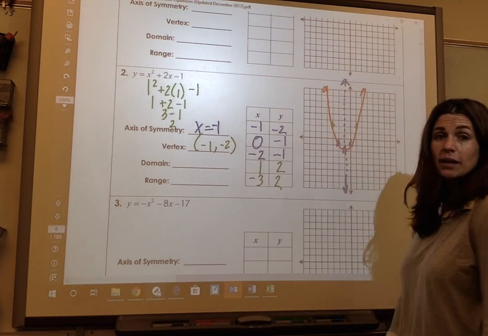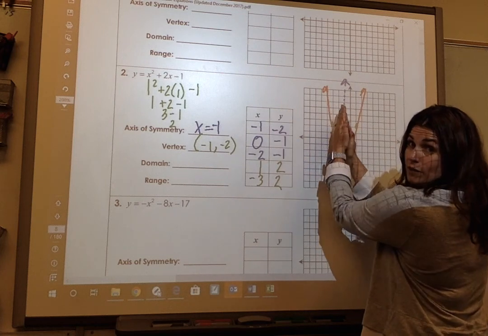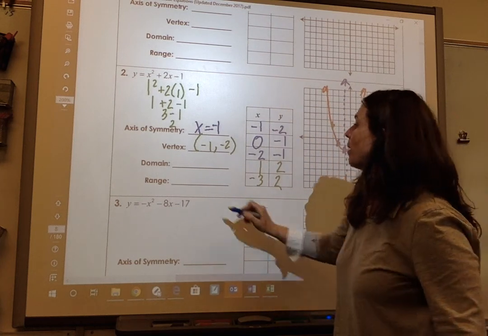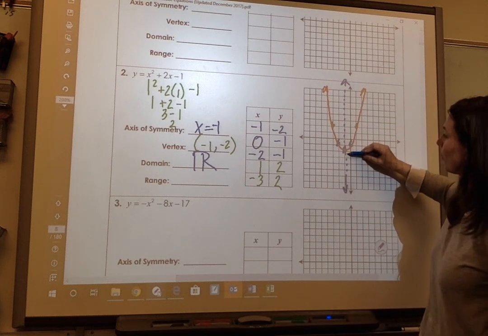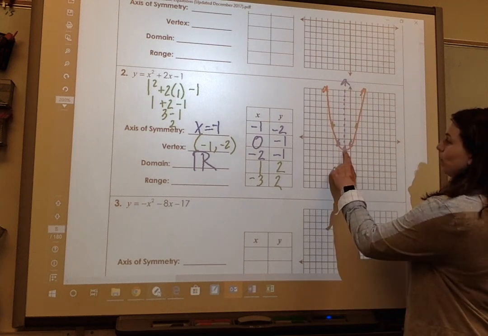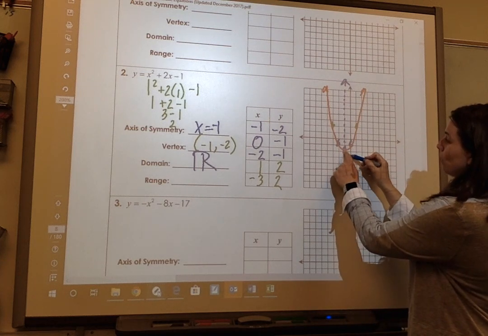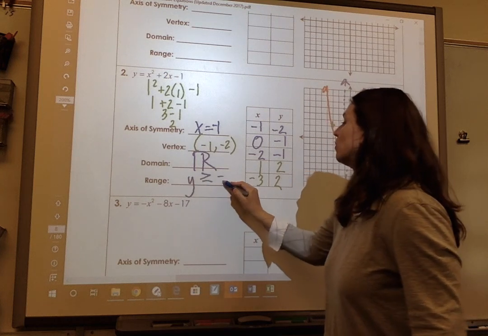Now what I'm going to do is I'm going to label my domain. My domain is infinite in both directions. It's going to go all the way left. It's going to go all the way right. So my domain is all real numbers. And my range is here. It's going to be y is greater than negative 2 because this point is negative 1, negative 2. So y is greater than or equal to negative 2.